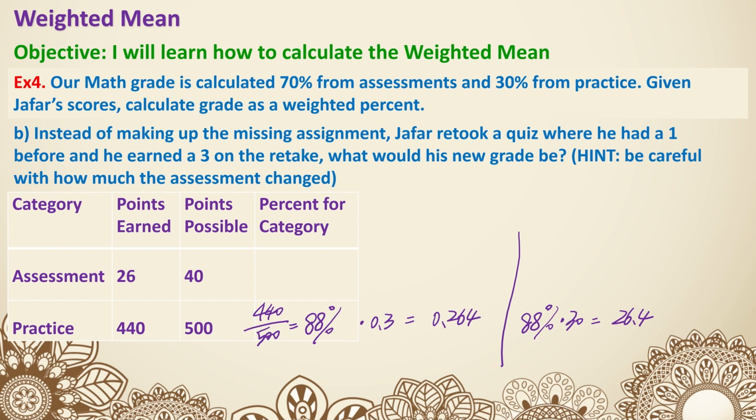And it's the same idea because he had already taken this quiz. So the points possible wouldn't change. He just didn't earn a full score, but he's not taking an extra quiz. So points possible still wouldn't change. It's still going to be 40. And then he had a 1 before. It's just now it's a 3. From a 1 to a 3, it went up 2 points. So that means the points earned is changed into a 28, not 29. Because he only earned 2 extra points.